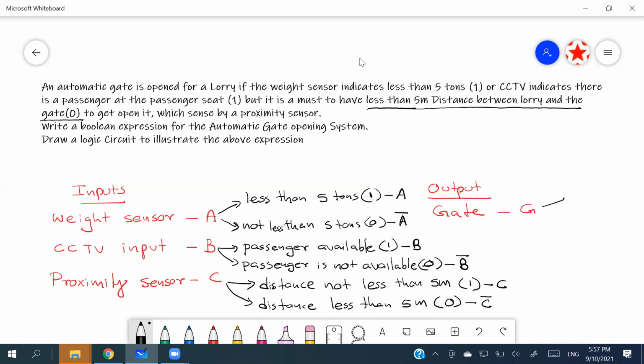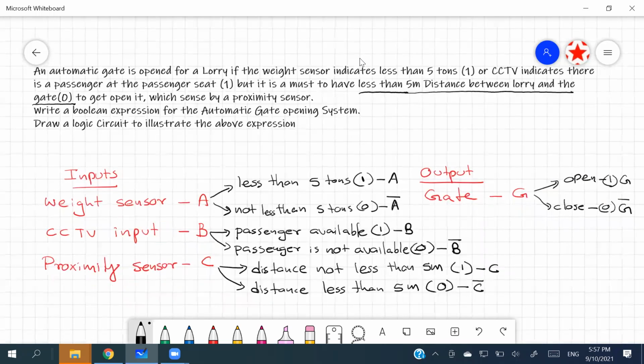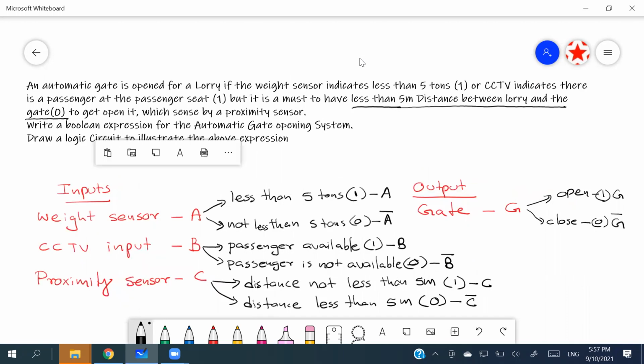And for the gate, it is simple. If it is open, it indicates by one. So that means G. If it is closed, it indicates by zero. That means G bar. Okay, people, is this clarification clear with you? Yes, people, is the clarification clearing your mind? Right.